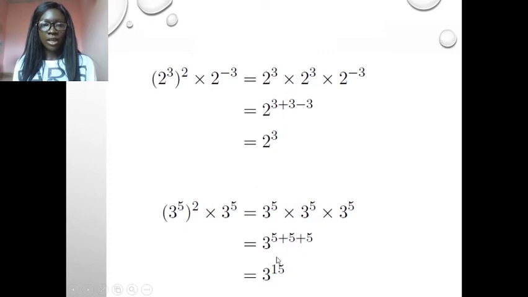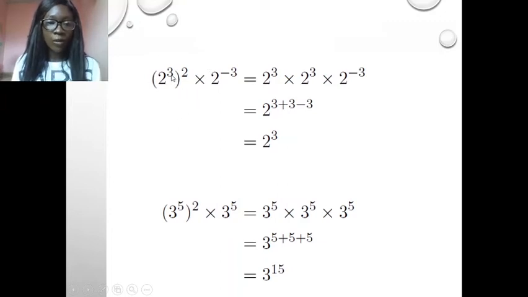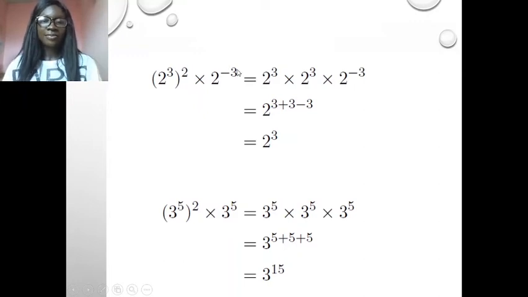Alright, let's see this one. I think maybe you guys will have a problem here. That's why you were complaining. So this is 2 to the power of 3 all squared multiplied by 2 to the power of minus 3. So let's start with 2 to the power of 3 all squared. It means that we are going to have 2 to the power of 3 two times. So I have 2 to the power of 3 multiplied by 2 to the power of 3.